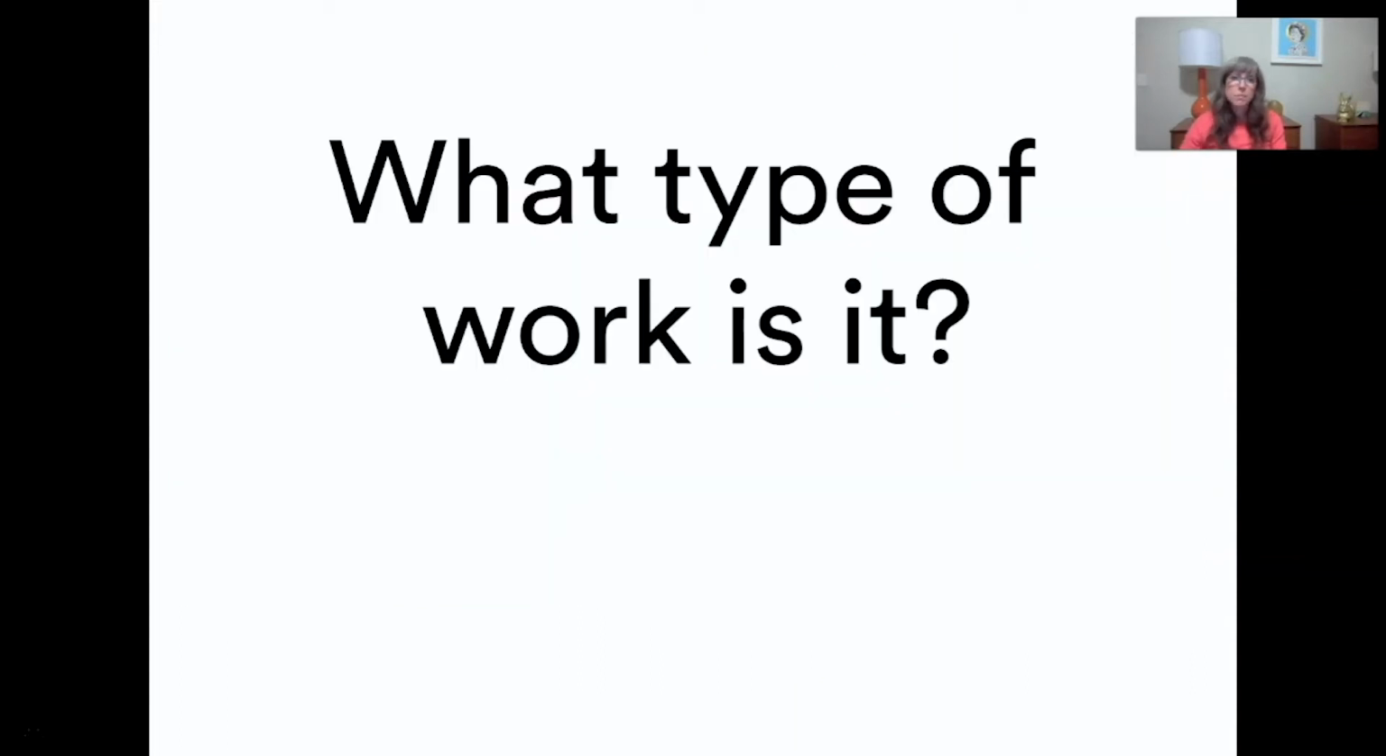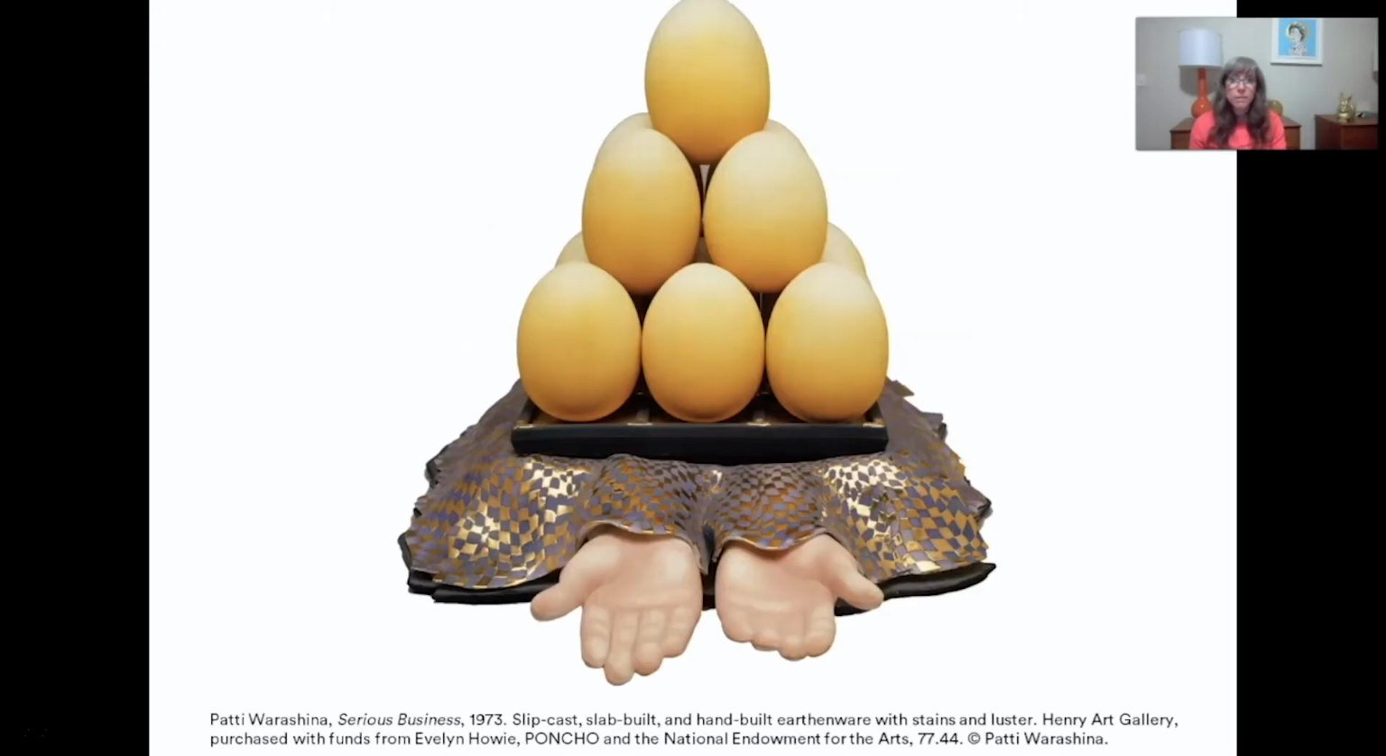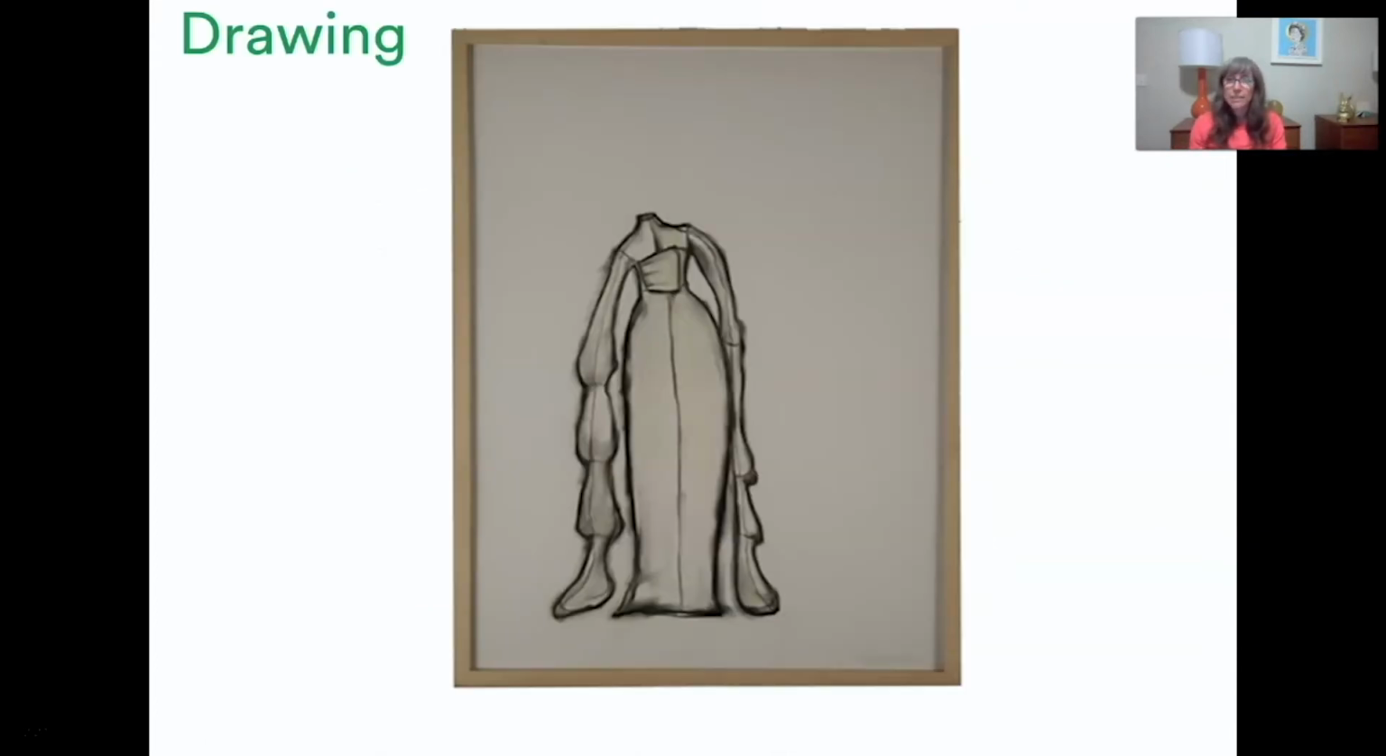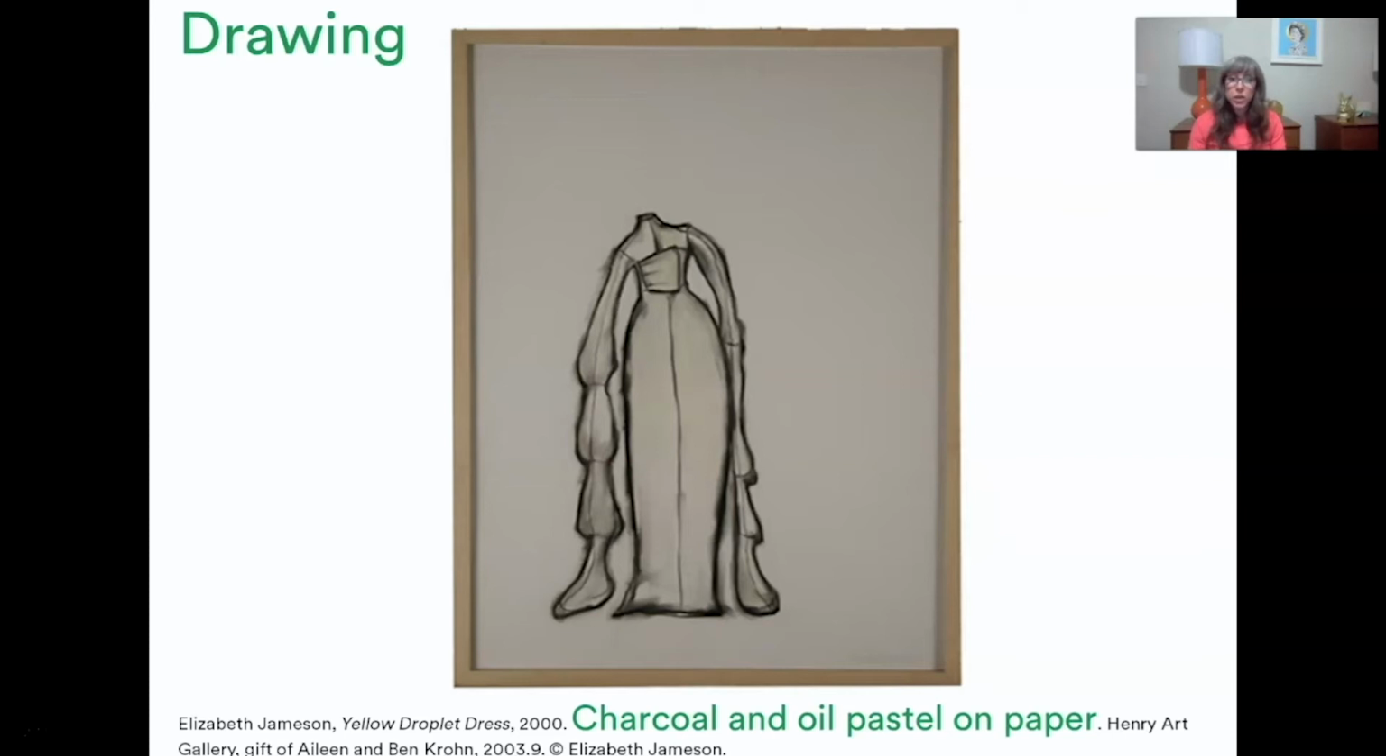Then there's the basic categorization, like what type of work is it? This, for instance, is a piece of ceramic. So that helps us put it into a basic category. But what is it exactly? Like this work we know is a drawing, but what kind of drawing? Well, it's a charcoal and oil pastel on paper. So what it is specifically can be very important into how we store and treat that work of art, and that's very helpful information to know.